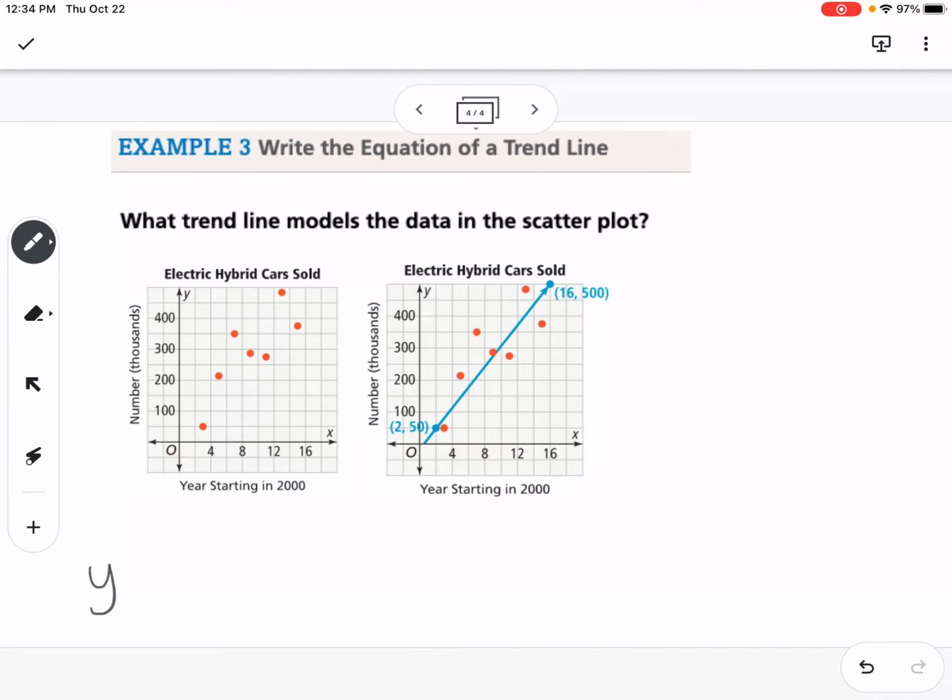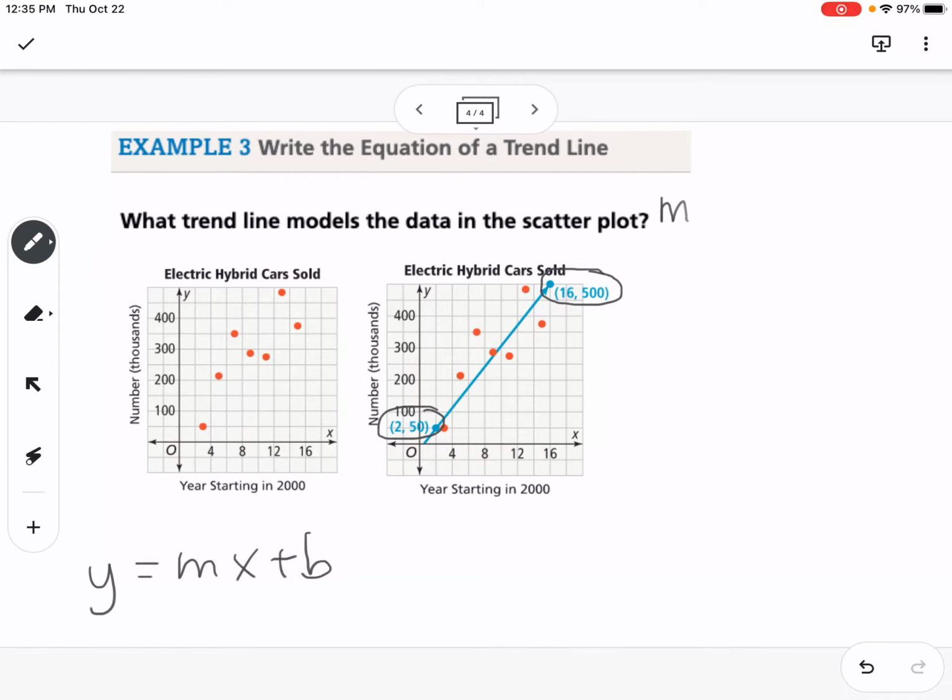So remember, an equation is y equals mx plus b. And so what you want to do when you have your trend line drawn in is you want to find 2 points, not points from the scatter plot, but points that are on that new line that you just drew in. So you can see the 2 points that they wrote out here, those are points that are blue because they weren't part of our original data set. But they go through nice corners of our graph. They go through the point 2, 50 and 16, 500.